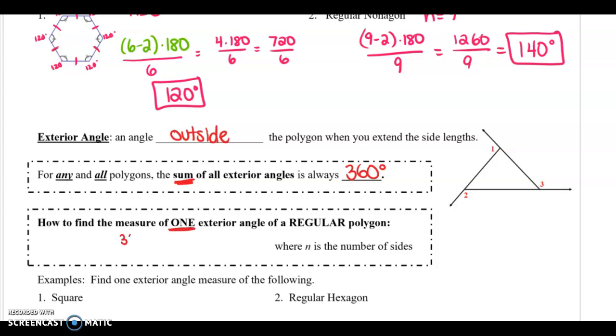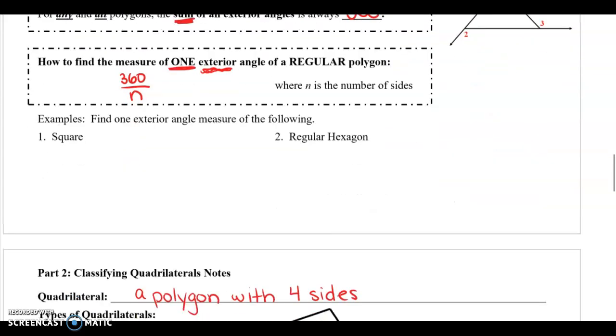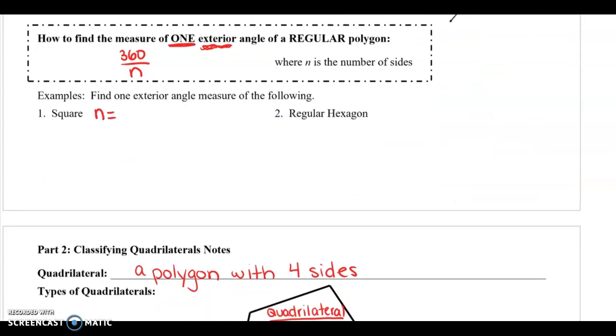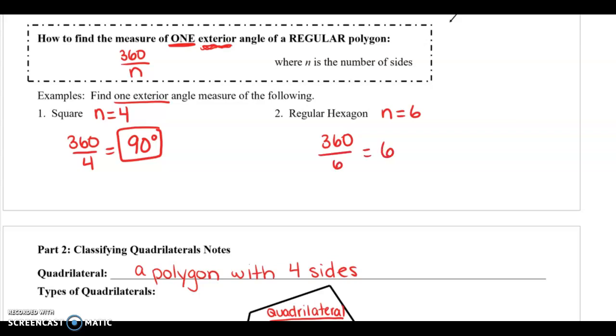So you would have to do 360 divided by the number of sides you have. That's for the exterior angles: 360 divided by the number of sides. A square has 4 sides. I want one exterior angle, so that's 360 divided by 4. I could put that in my calculator, but it's 90 degrees. So all my exterior angles are 90 degrees. A hexagon has 6 sides, so I'd be doing 360 divided by 6, which is 60 degrees.